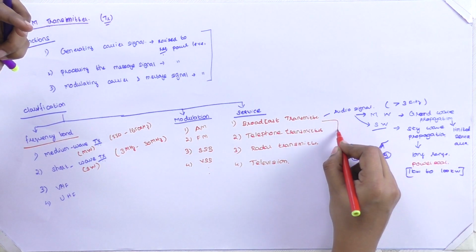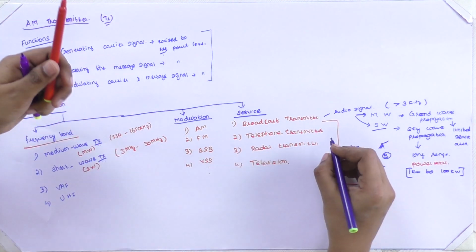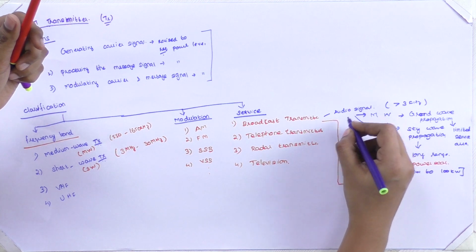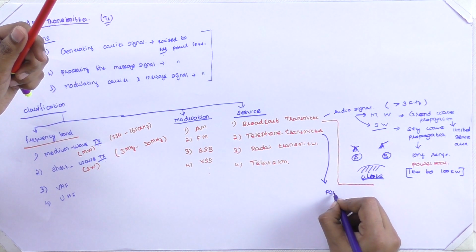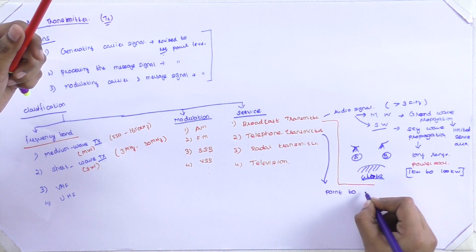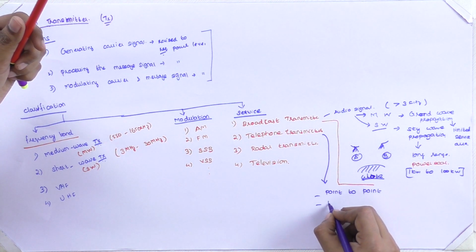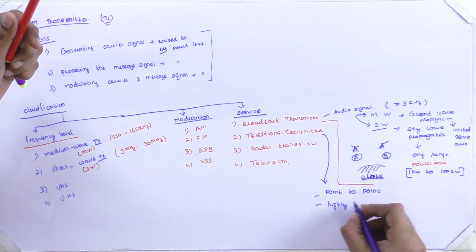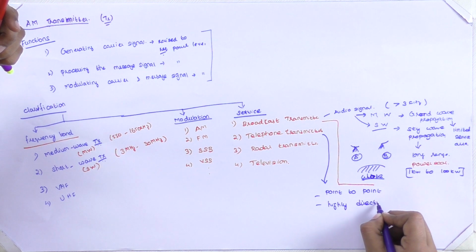For broadcast transmission, it is many to one or many to many transmission. But telephone is point to point, direct transmission, right? Therefore, here we have to rely on a highly directional antenna in order to obtain the maximum gain.